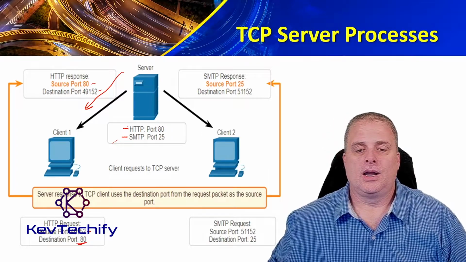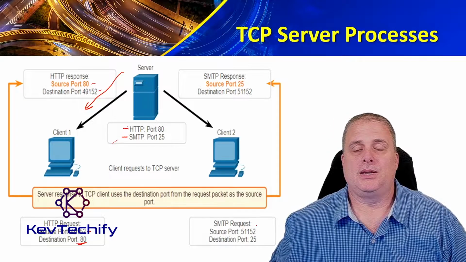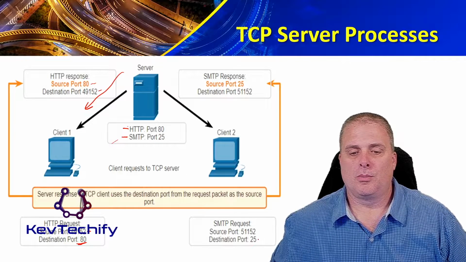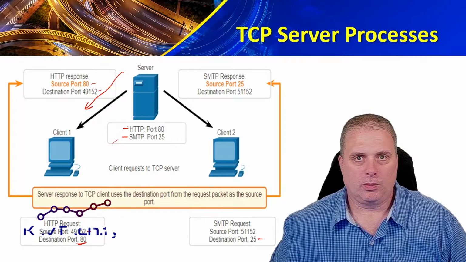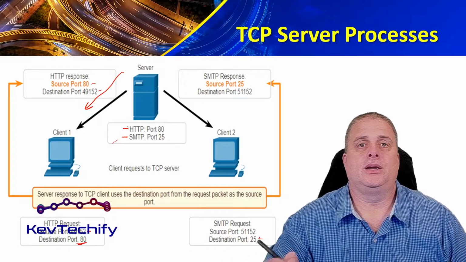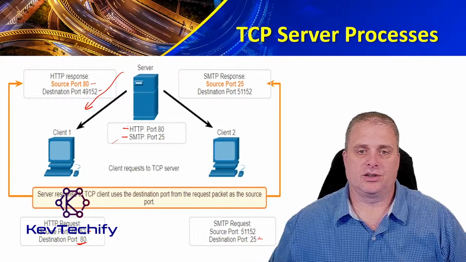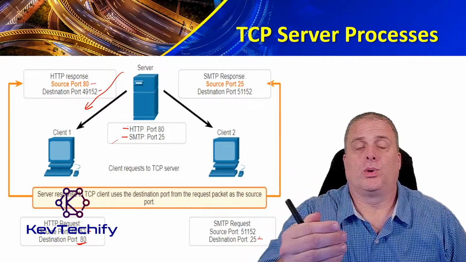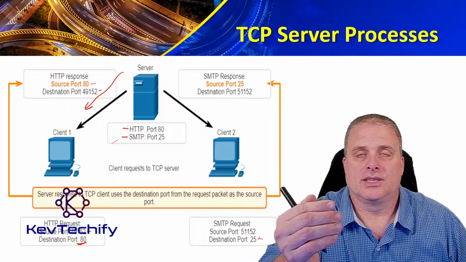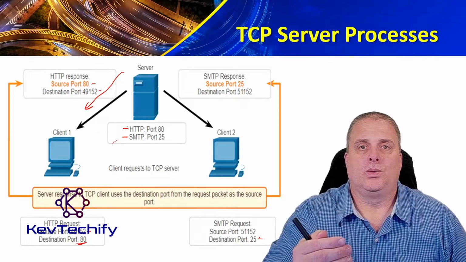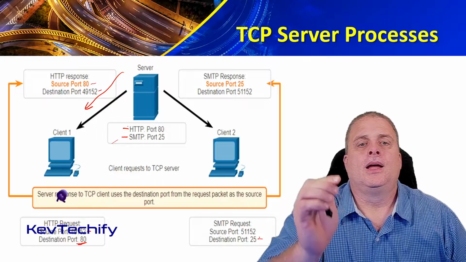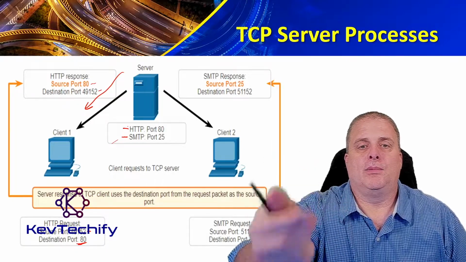Client 2 over here is making an SMTP request, Simple Mail Transfer Protocol. Notice the destination is port 25. That's the well-known port for SMTP services. It sends it to the server. The server looks at that port and says, hey, it's port 25. This is an SMTP request. We are requesting to get our mail, sending our mail, something along that line. Then they process that and make a response.